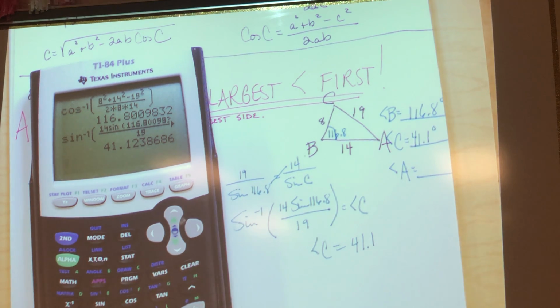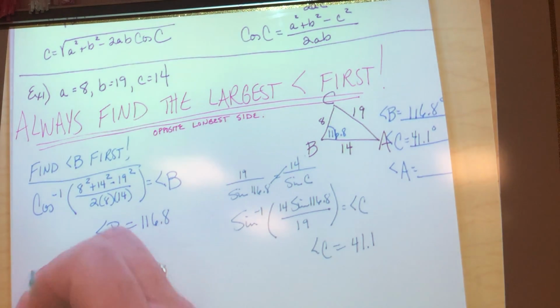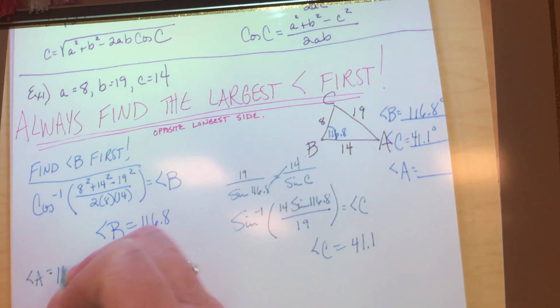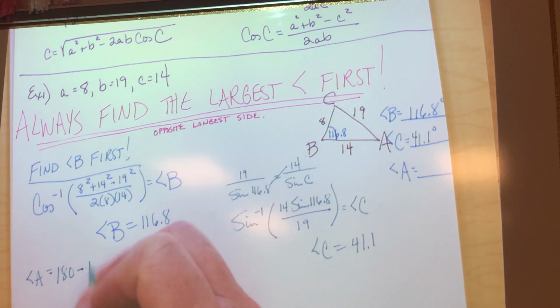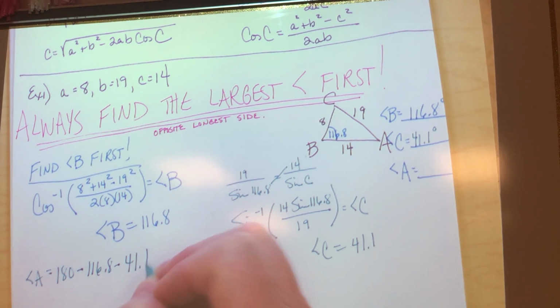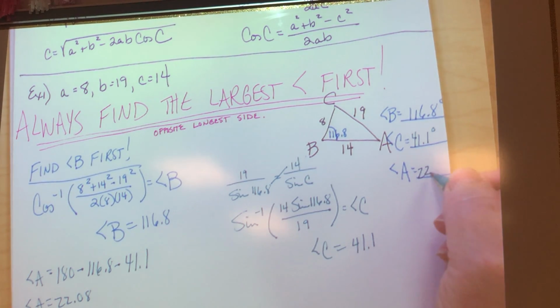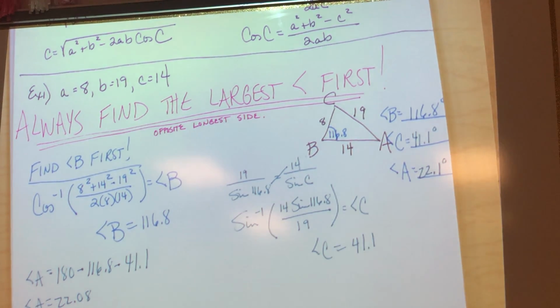How am I gonna find A? I'm just gonna subtract. I'm gonna say angle A is equal to 180 minus 116.8 minus 41.1, and I'll get angle A to be 22.08. Or 22.1, that's fine, 22.1.